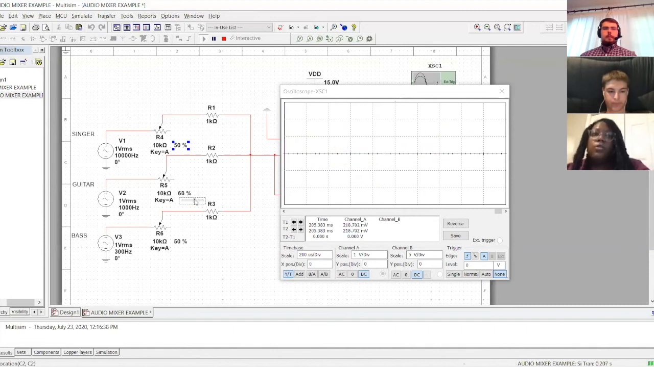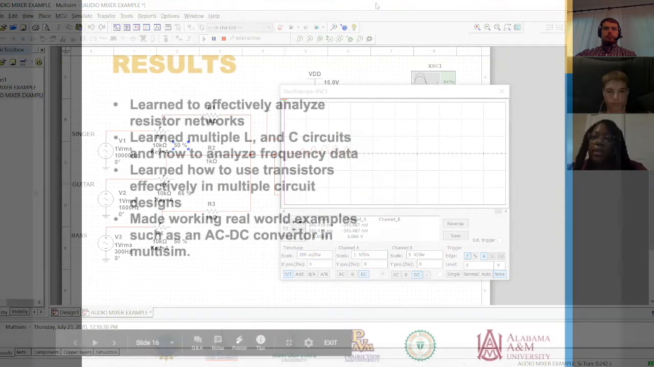So in conclusion, for the use of smart city applications, this is an example circuit that can be used to amplify sound of security footage to enhance public safety.